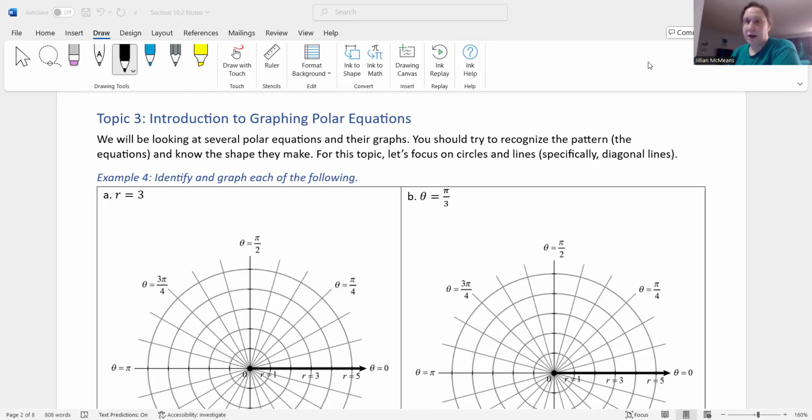We'll look at those later. But for now, we're going to start nice and gently with this idea of polar equations. We'll look at several polar equations and their graphs. You should try to recognize the patterns, the equations, and know the shapes they make. Later on we're going to have more complex shapes. Now we're just talking about lines and circles, but you'll get the gist in just a moment. For this topic, let's focus on circles and lines, specifically diagonal lines.